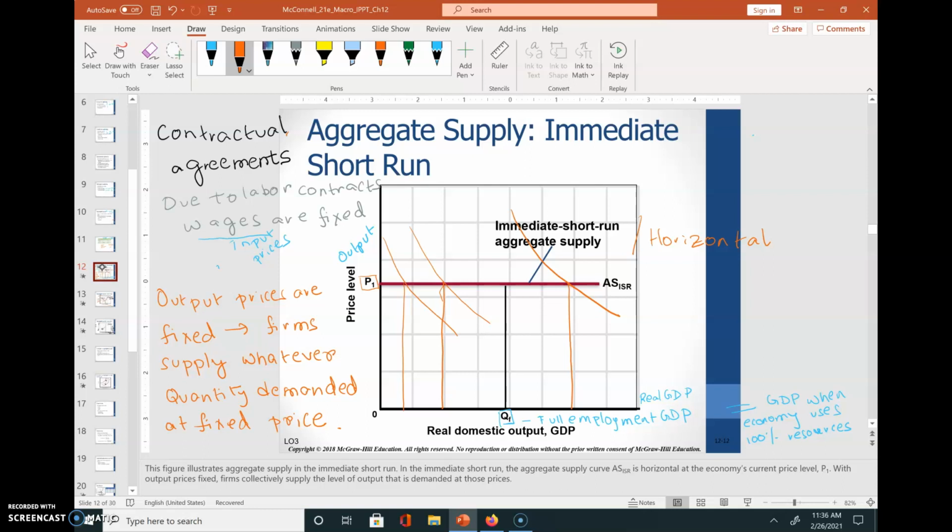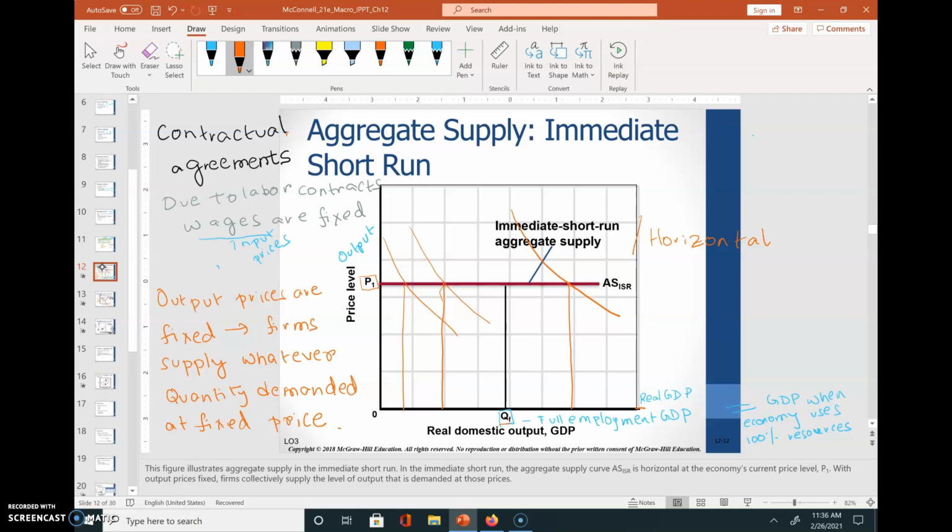This means the output price is fixed. On the vertical axis, as I said before, we always look at the output price, and on the horizontal axis, we have the real gross domestic product. QF is the full employment gross domestic product. That means the gross domestic product when the economy uses 100% of its resources like land, labor, capital, and natural resources.